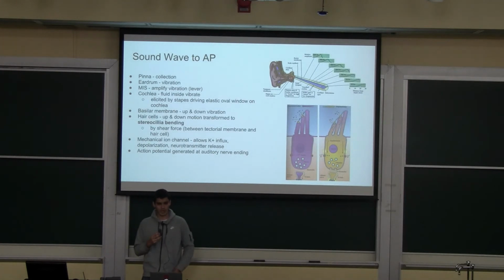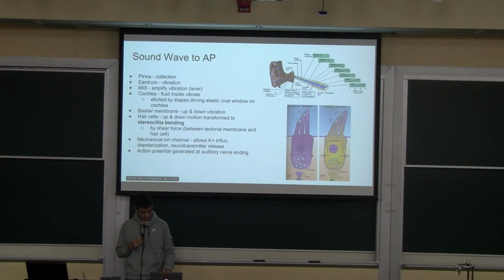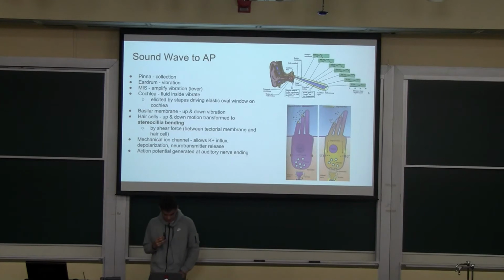Just a quick overview of how exactly this works. You have the sound wave, it's collected at the pinna, vibration takes place at the eardrum, and you amplify it with the three little bones. Then in the cochlea, where we usually focus our attention, you have fluid there, endolymph, perilymph, and one more, I forget which one. The fluid inside vibrates, and then you get this vibration up and down of the basilar membrane, which is something you should be very familiar with. This frequency map along the basilar membrane.